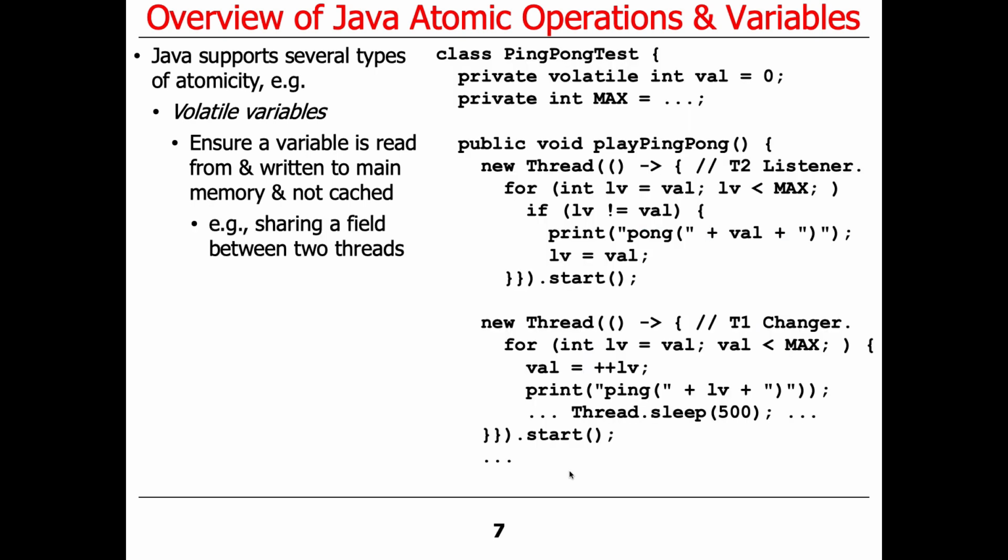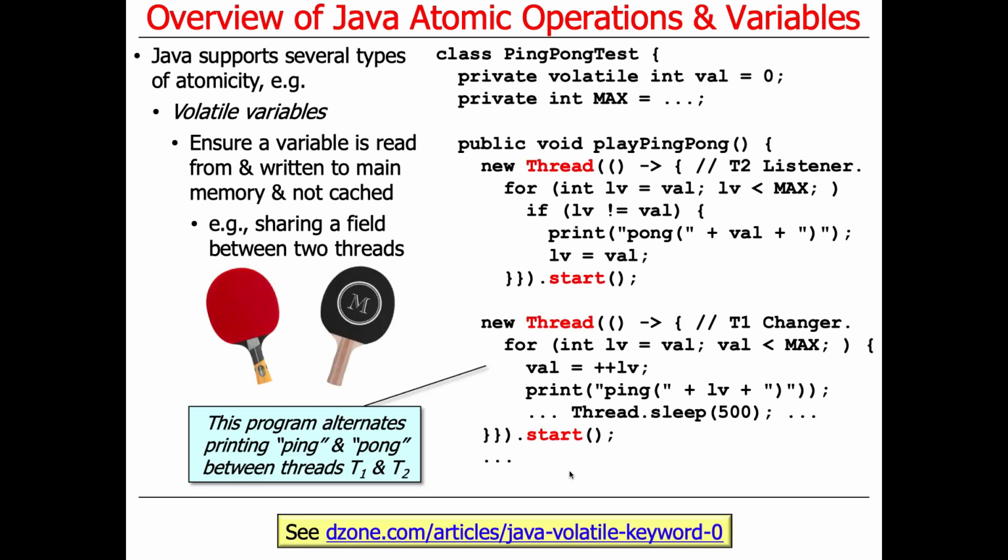So let's take a look at a simple example. One is to share a field between two threads. So here's a little program. You can read more about this program at this site. Hey, look at that. Yay, now you don't have to squint. So this program, believe it or not, alternates printing ping and pong between two threads, T1 and T2. And if you take a look, you can see how it's going to do it. It's going to do it by using a volatile variable.